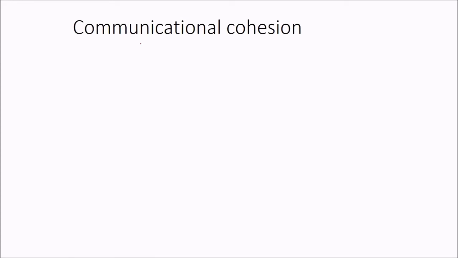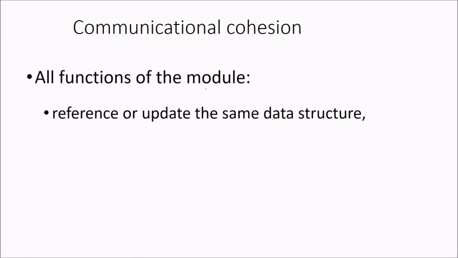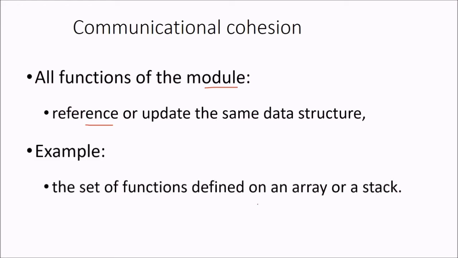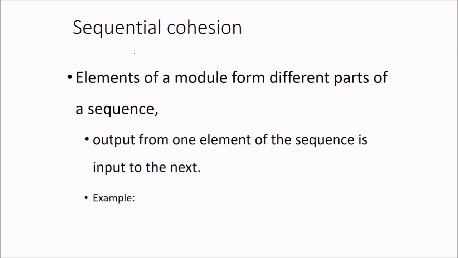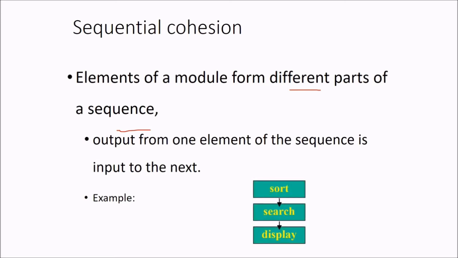Communicational cohesion: all functions of the module reference or update the same data structure. For example, the set of functions defined on an array or a stack. But please mind that we want as little of this cohesion as possible. Then we have sequential cohesion. That means the elements of a module form different parts of a sequence, and the output from one element of the sequence is an input to the next, like sort, search, display. All these are sequentially cohesive.